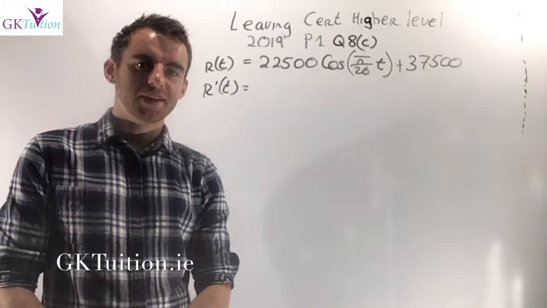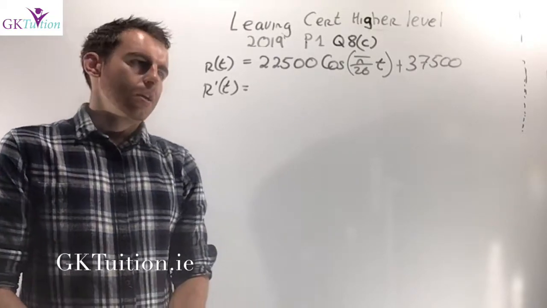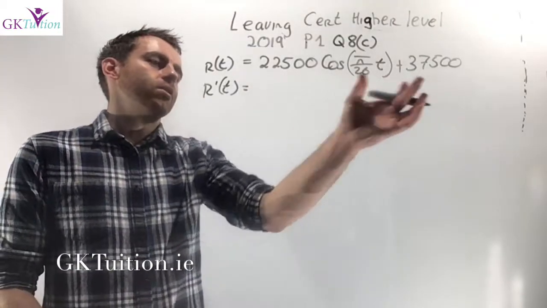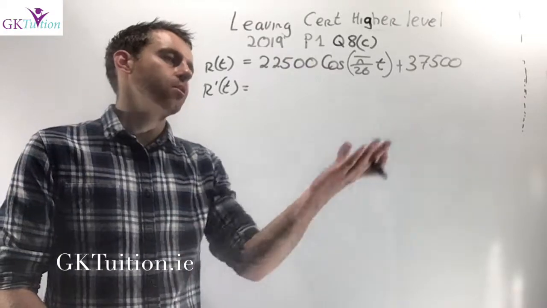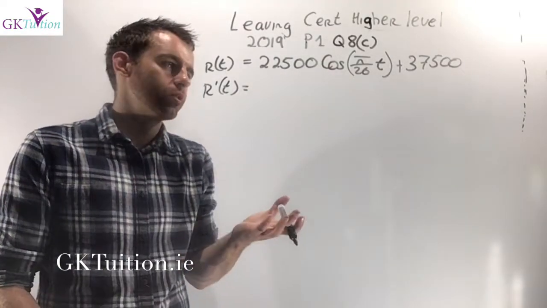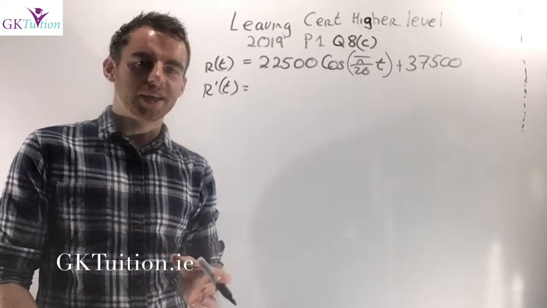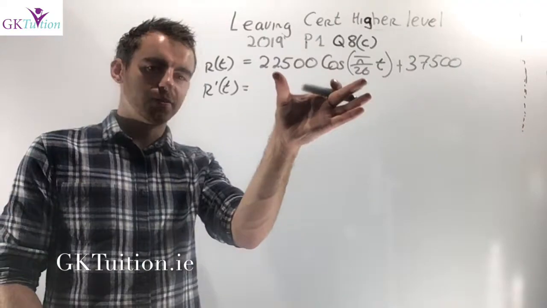Okay, so for part C in this question, we're asked to get the derivative of R of t. Now you should realize R of t has two different terms. The first thing you should identify is that 37,500 is just a number, so its derivative is 0. So it's irrelevant. The only thing I need to get the derivative of is this first term.